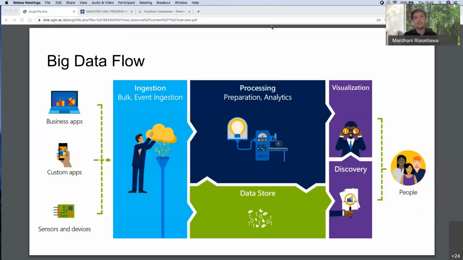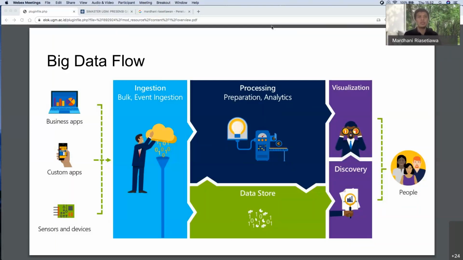Event ingestion is where we try to collect the data when the data shows a new symptom or a new pattern. So when we have data that is different from before, then we collect. If not, it means we assume that the incoming data is the same as the previous one. So that is the difference.